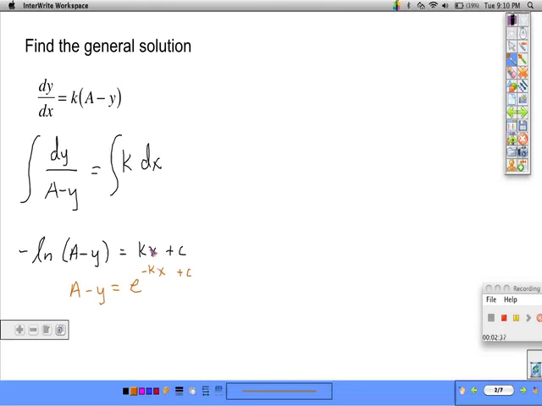And then this thing right here, and remember a is a constant, it's some unknown constant value. E to the kx plus c, that's the same thing as e to the negative kx times e to the c. Well, e to some constant is still just a constant. So I'm going to call it this new constant. Call it b.